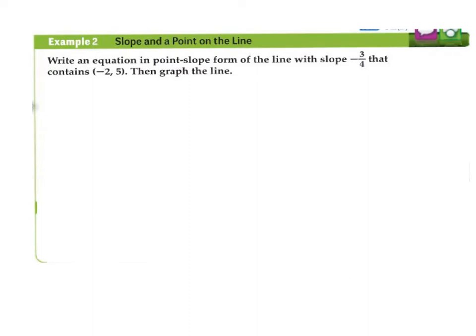Example 2, looking at slope and a point on the line. Write an equation in point-slope form of a line with slope of -3/4, such that it contains the point -2, 5, and then graph the line. So let's start off with what we have. Our m is equal to -3/4. We have a point that we're going to go through. Our point is going to be -2, 5.